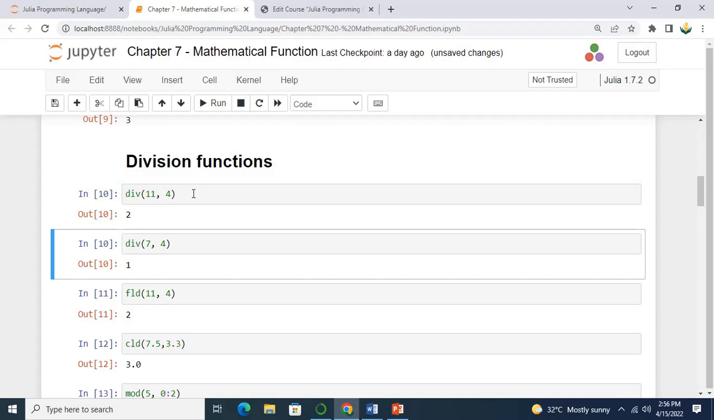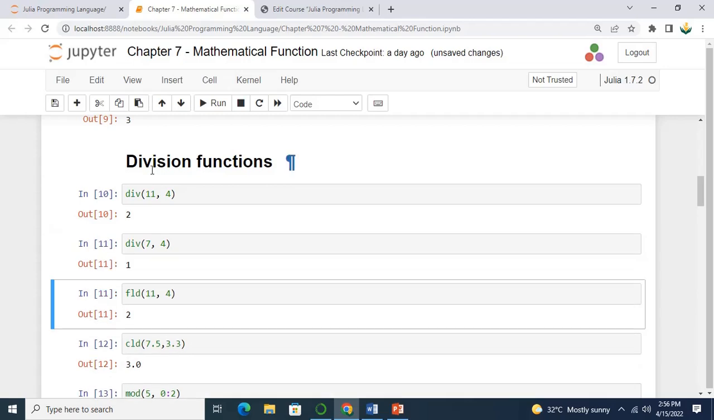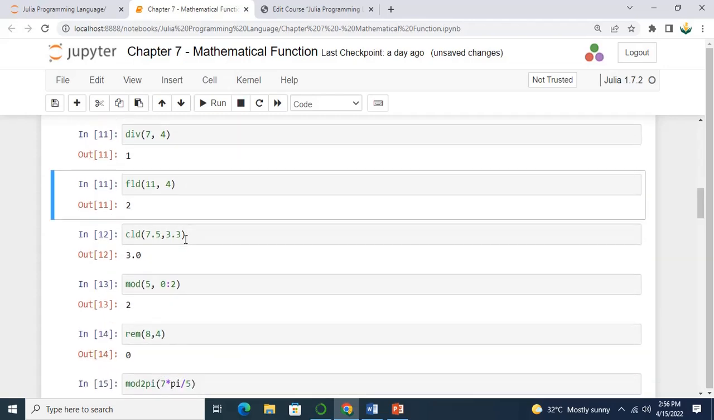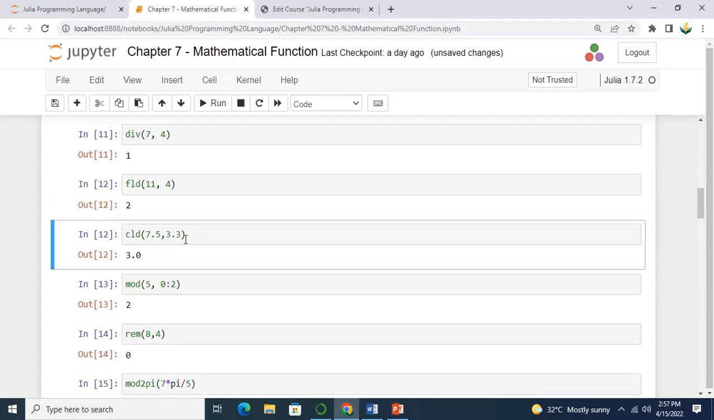Similarly, I have given one more example. I have taken division 7 divided by 4, so I'm going to have the 1 here. Next we have FLD. This is another technique. It is going to divide and give you the result. In my case, FLD 11 divided by 4, and the value I'm going to get is the 2 here, which is nothing but 11 divided by 4.